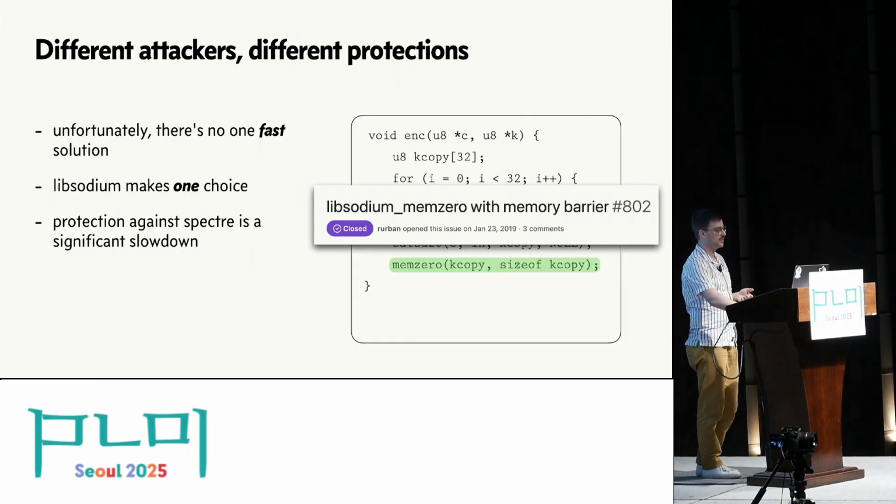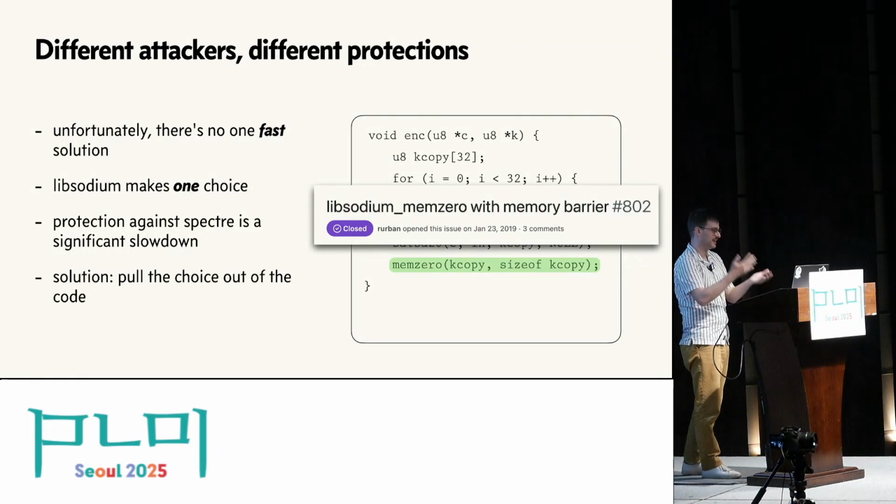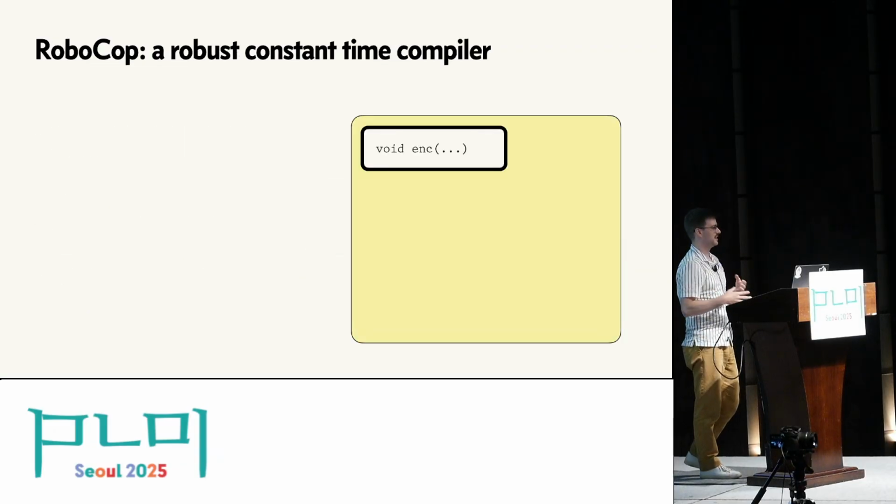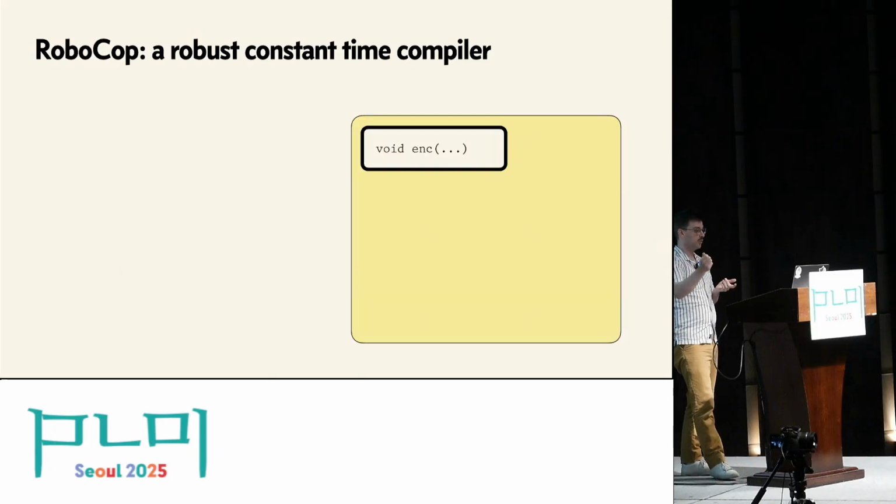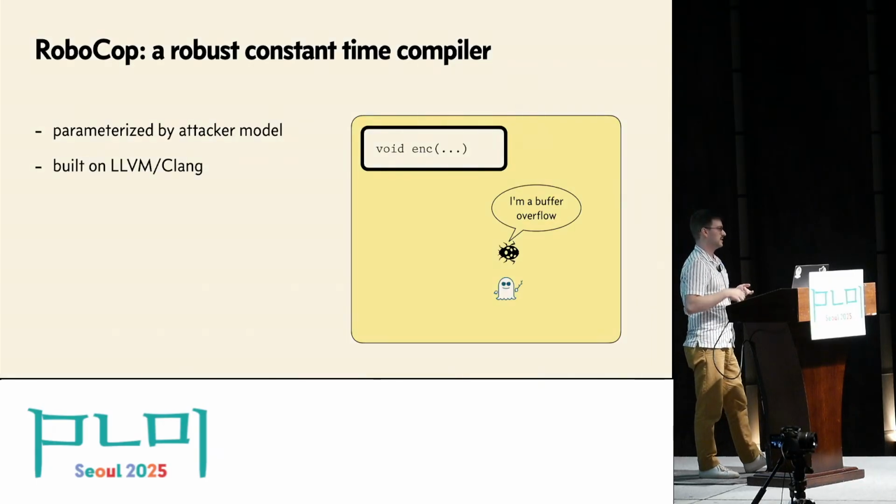Coming from the PL world, we know that we have a solution to this, which is to pull this choice out of the code, and instead build a compiler where you get to parameterize what your attacker model is. We build this on LLVM and Clang. This way you can choose what you're protecting against based on where you're deploying.